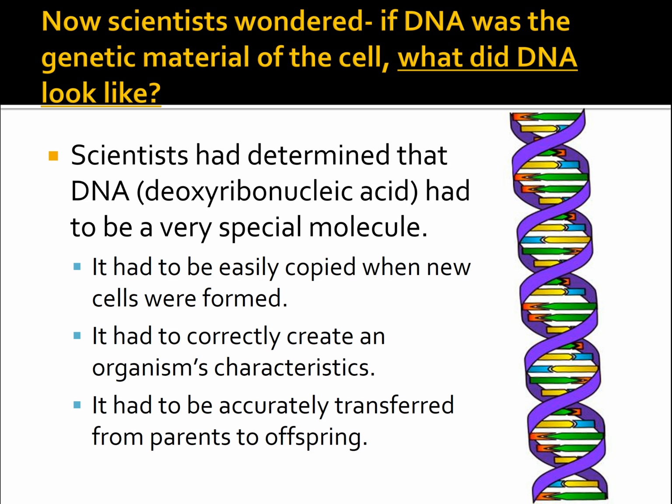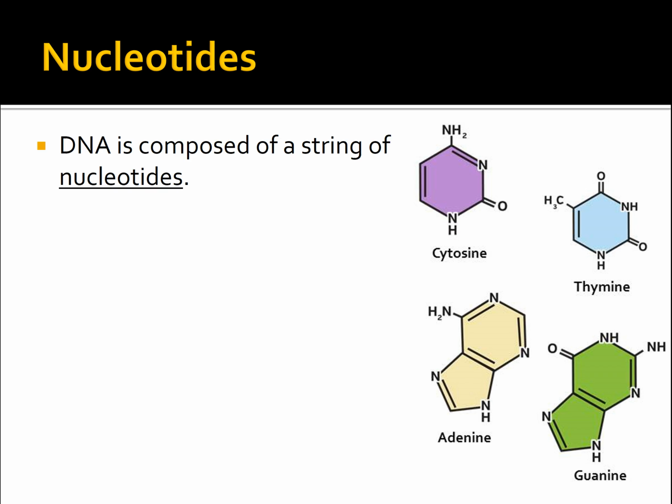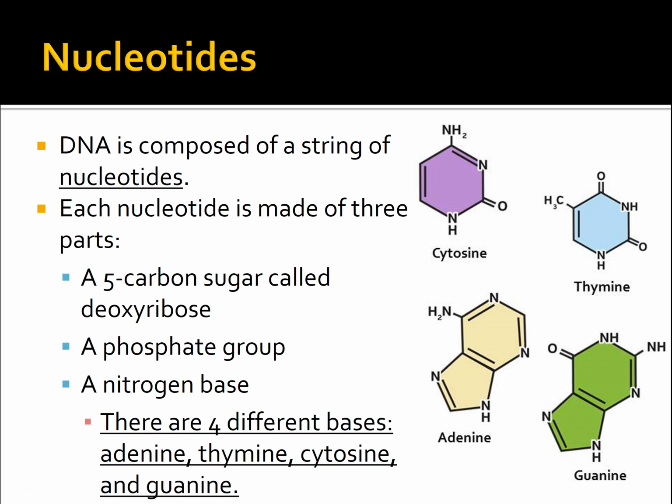And it had to be accurately transferred from parents to offspring, because if it wasn't accurately transferred, then an offspring could look completely different from its parents, which they knew was not going to be the case. They did know that DNA had nucleotides in it. It's a string of nucleotides. They knew that. Each nucleotide is made of 3 parts.